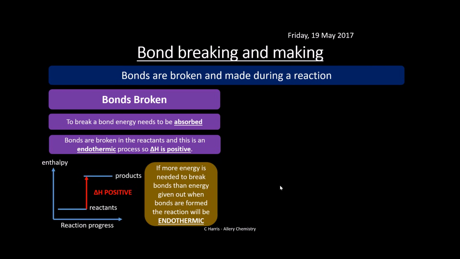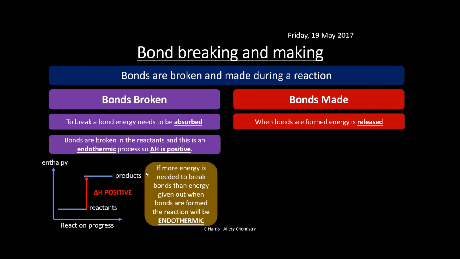And you can see here, more energy is needed. If we have a large amount of energy, this is positive. This means energy has gone into it. This is an example of a bonds broken format. But if more energy is needed to break the bonds than energy given out when bonds are formed, the reaction will be endothermic. So if we're using more energy to break the bonds than is released when forming them, because forming them actually releases energy, as you'll see in a minute, then the whole reaction will be endothermic.